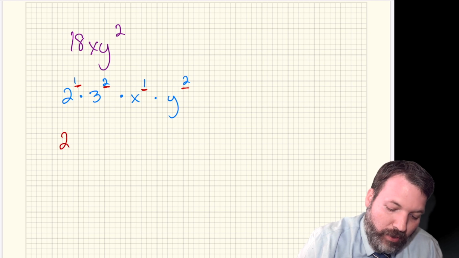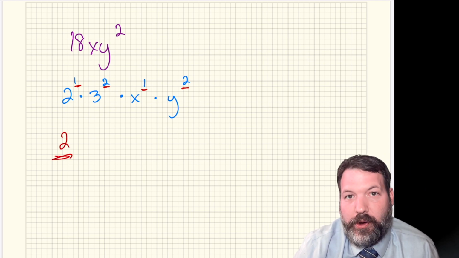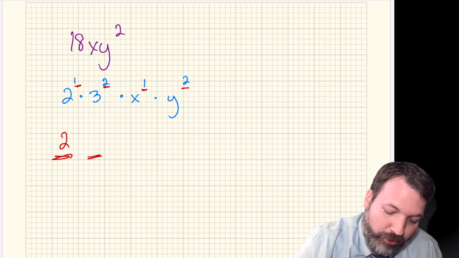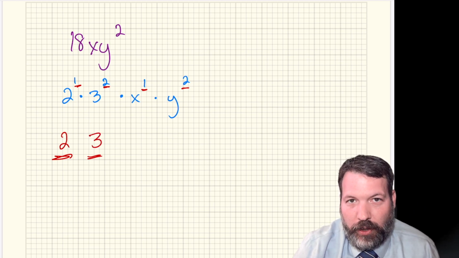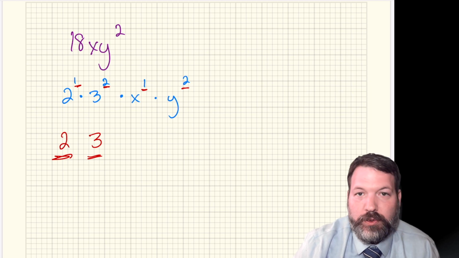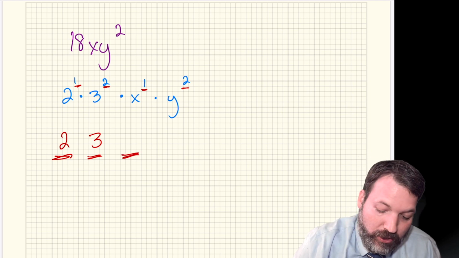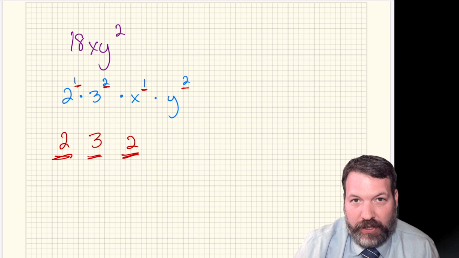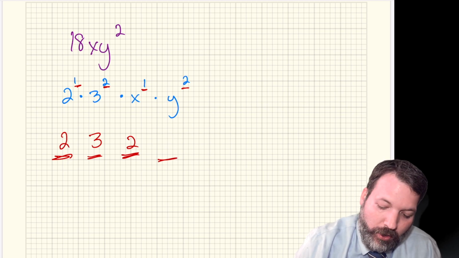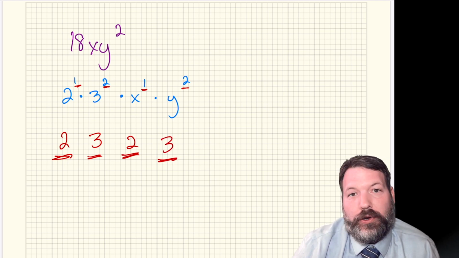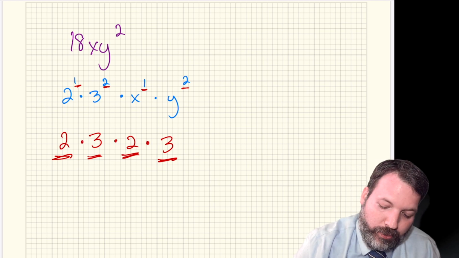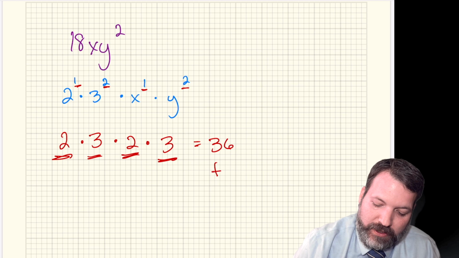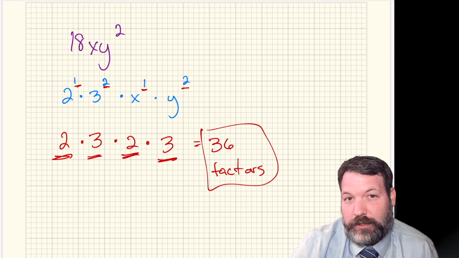So we have 2 options for 2's, either 0 of them or 1 of them. Three options for 3's. It's just a coincidence that those bases are matching up right now. We could choose 0 threes, one of them, or two of them. Two choices for x's, no x's at all, or one of them. Three choices for y's, no y at all, one y, or two y's. And it is the product of those that tells us 18xy squared is going to have 36 factors overall.